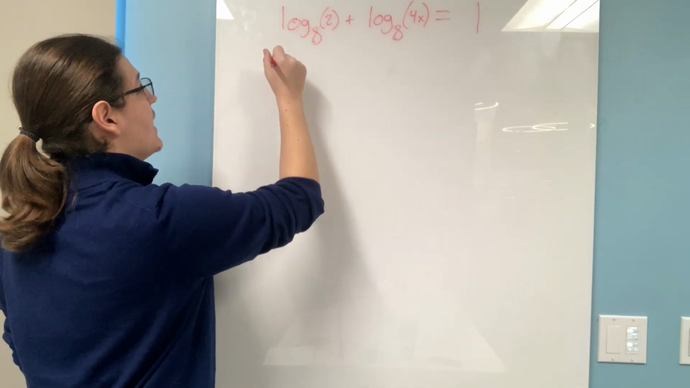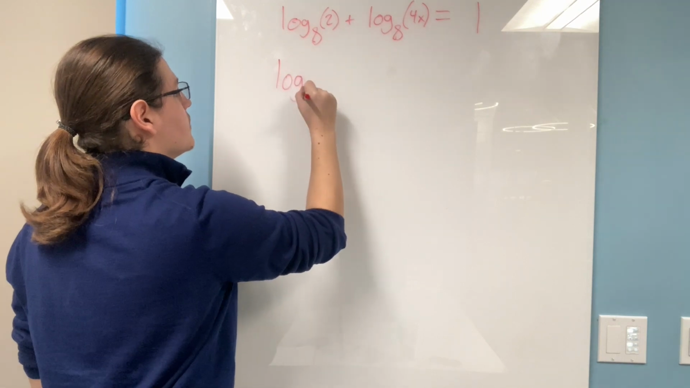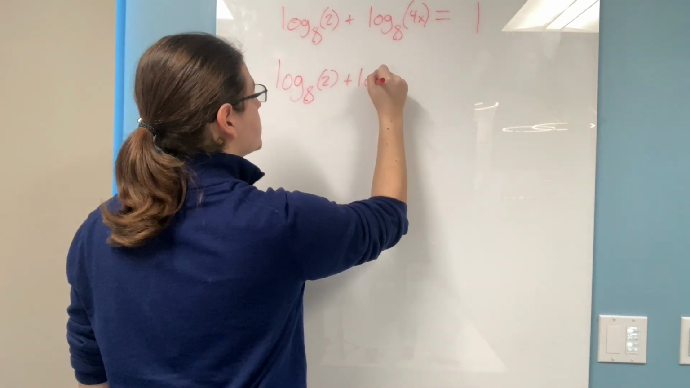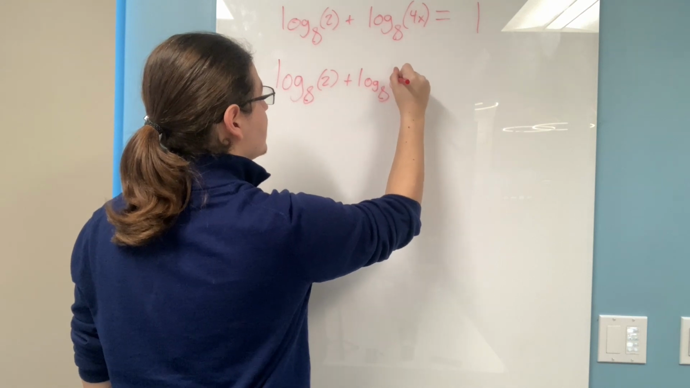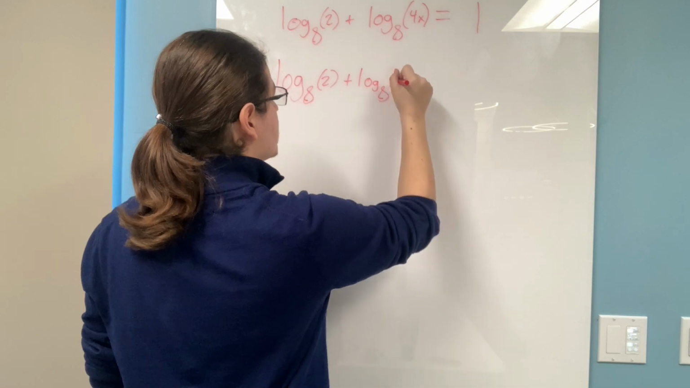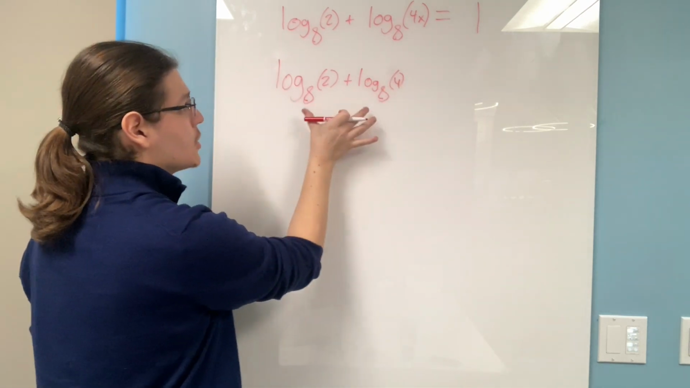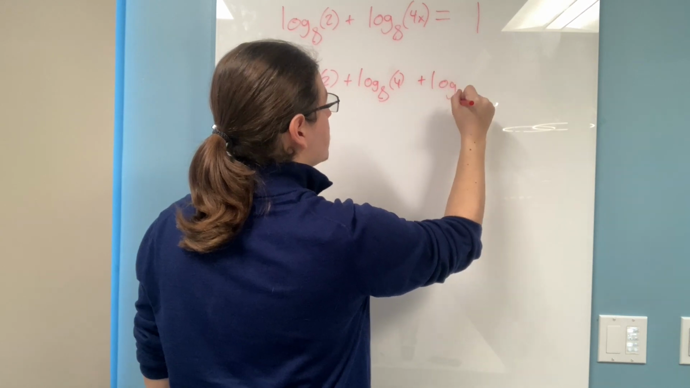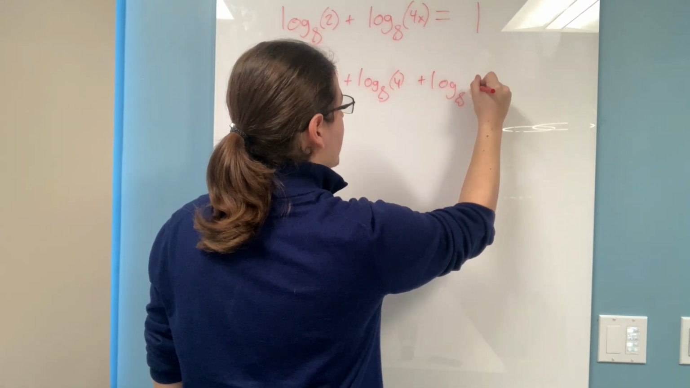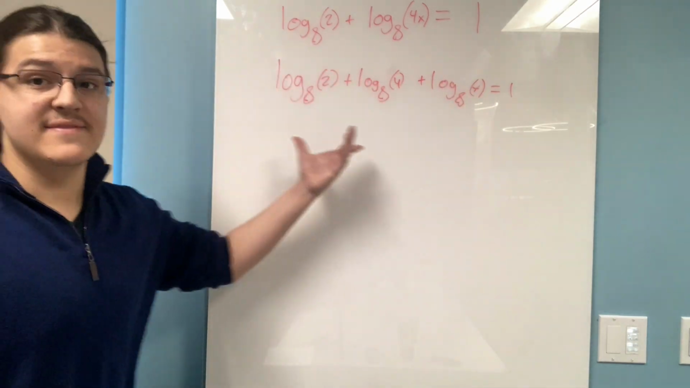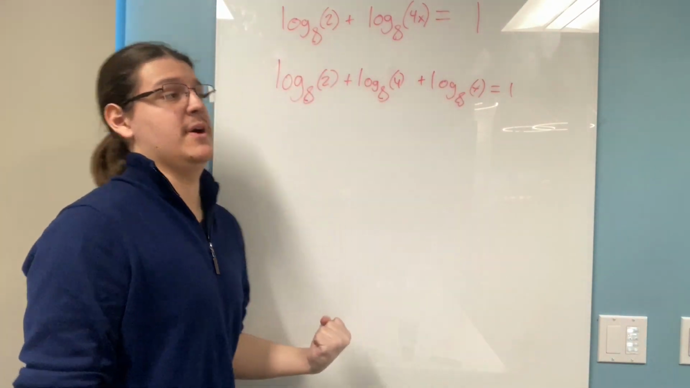So on one end, we have log base 8 of 2 plus log base 8 of x. No, not x. I want to do 4 because I want to keep my constants all close to each other. And I'll have my x over here. Plus log base 8 of x is equal to 1. Okay. Very long, but I promise we're going to simplify it.